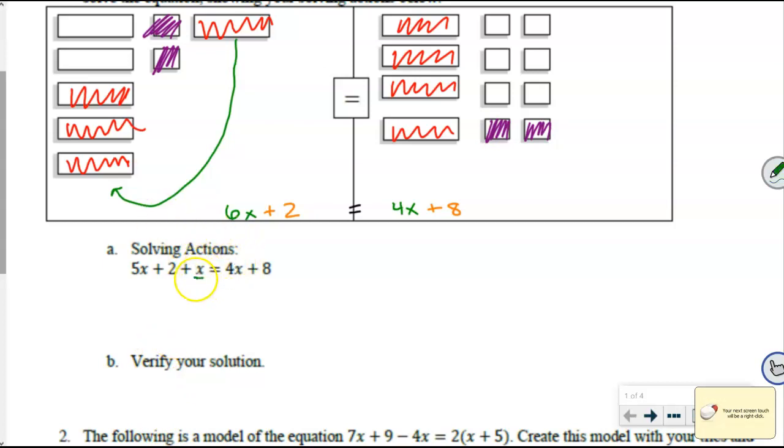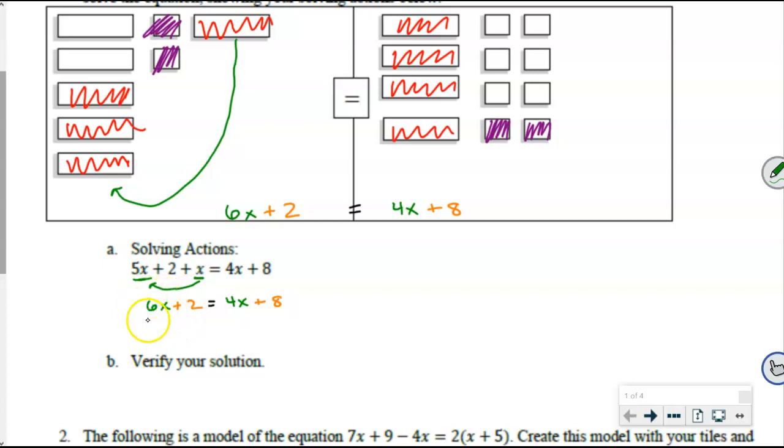We first combined our x tiles. We moved those x tiles over here with these ones, giving us a total of 6 x tiles, plus the 2 unit tiles, which was equal to and balanced with, on the other side, 4 x tiles and 8 unit tiles. Although you can subtract the unit tiles from each side first, I really like having x in only one place, which is why when I have an x on each side, I try and figure out the best way to make it so I have x on only one side.